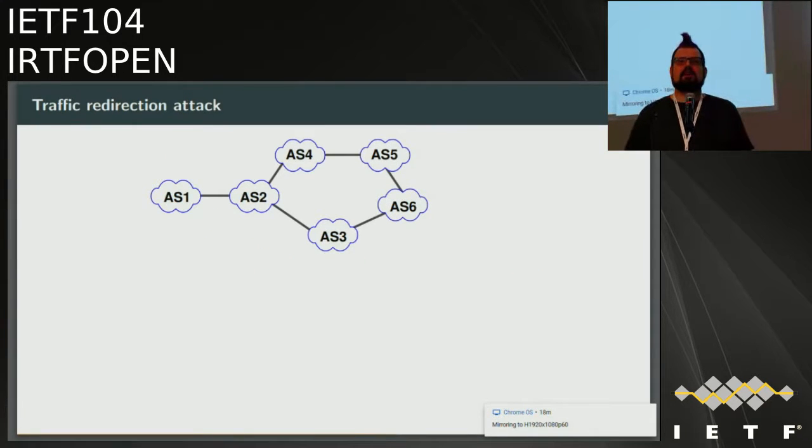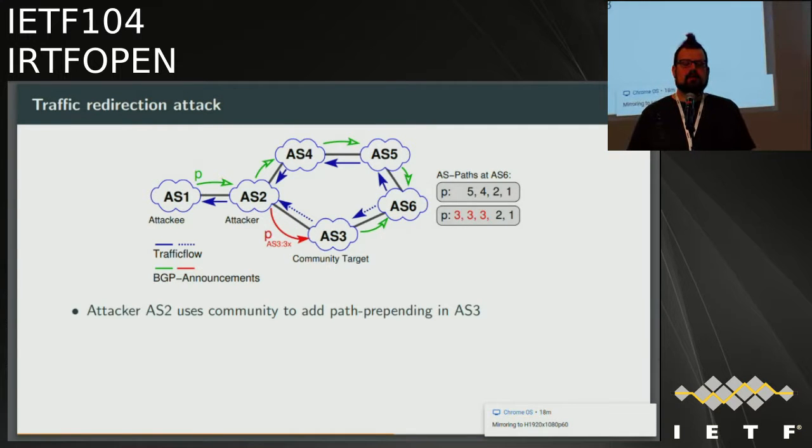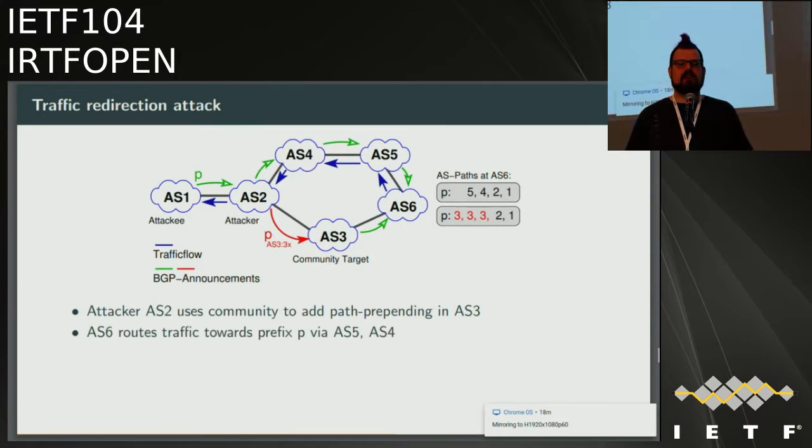The second attack we were able to do was a traffic redirection attack. Again, AS1 is announcing its prefix P, and you see the current best path from AS6 to AS1 is through AS3 on the lower side of the topology. Now AS2 is our attacker announcing prefix P with a community to do path prepending in AS3, which leads to the longer path over AS4 and 5 to be the preferred path for AS6.